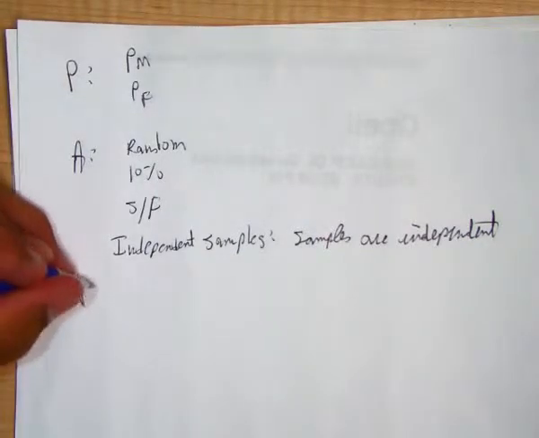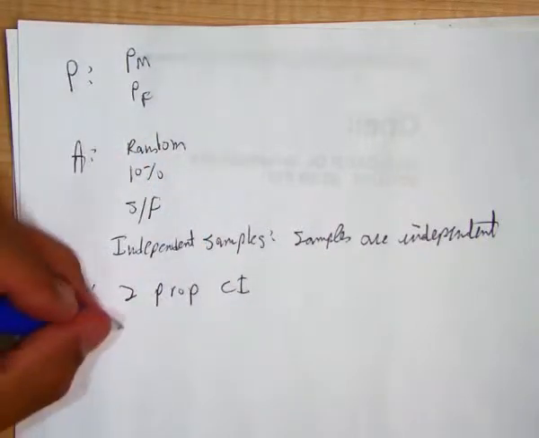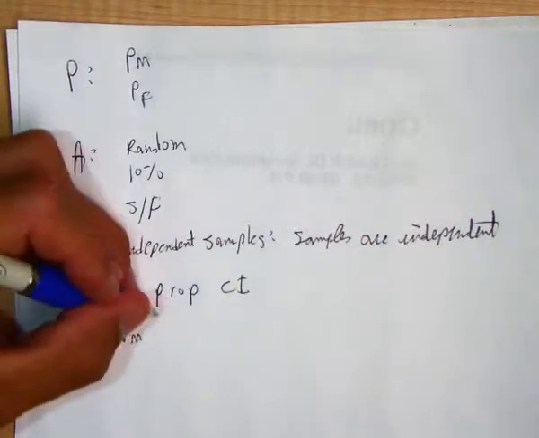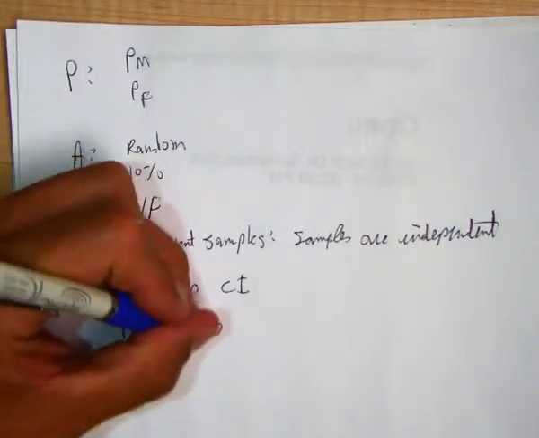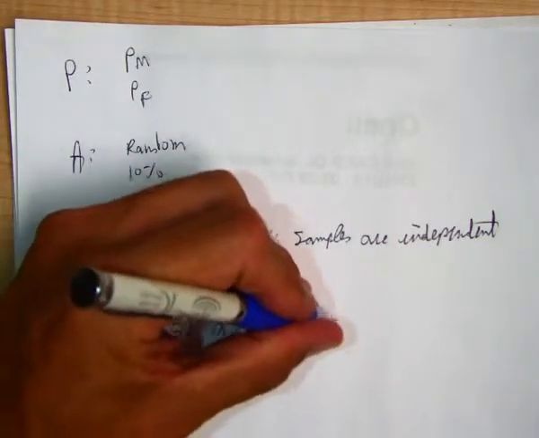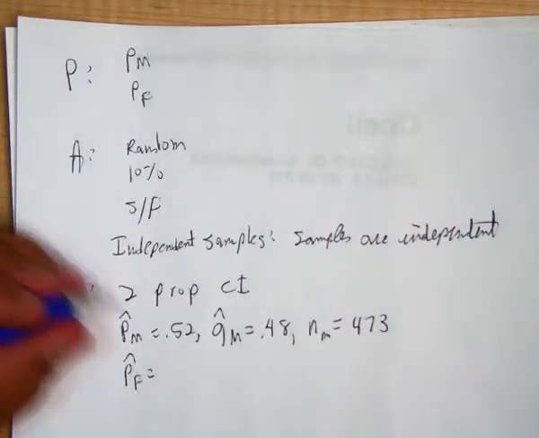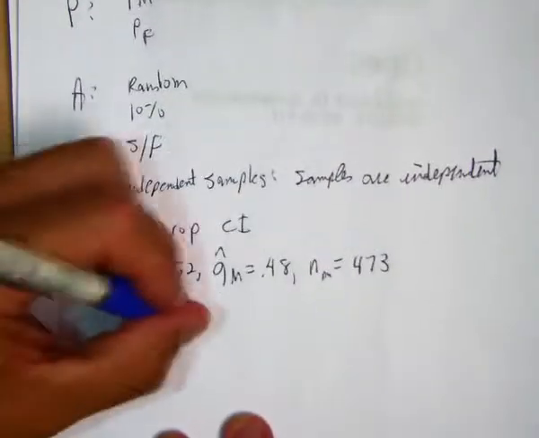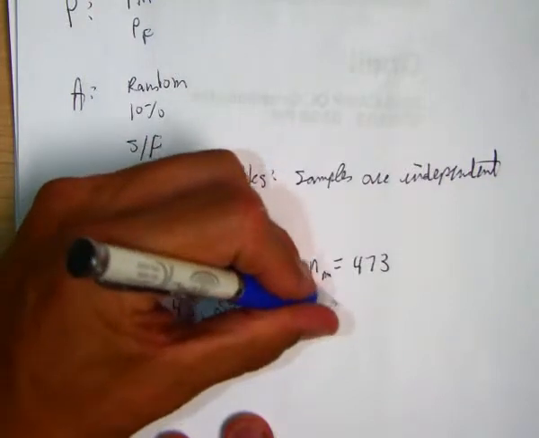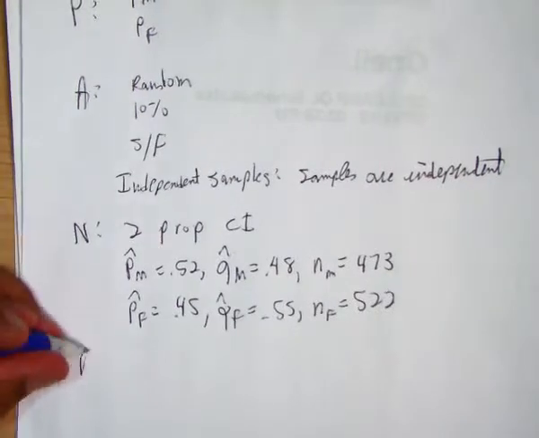Now, name the test: we've got a two-prop confidence interval. So now we've got P hat sub m is 0.52, Q hat sub m is 0.48, and N sub m is 473. P hat for females is 0.45, Q hat for females is 0.55, and the number of females was 522. We don't have to do P pool here because we're not doing a hypothesis test. So we've got to do the interval, right?